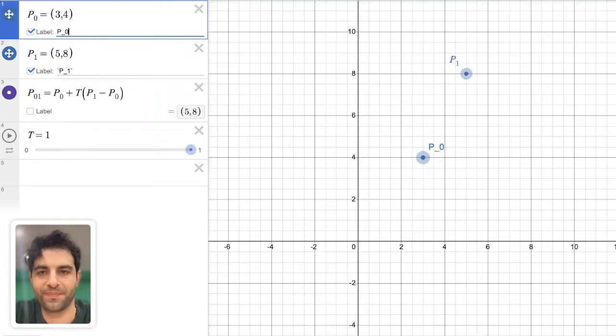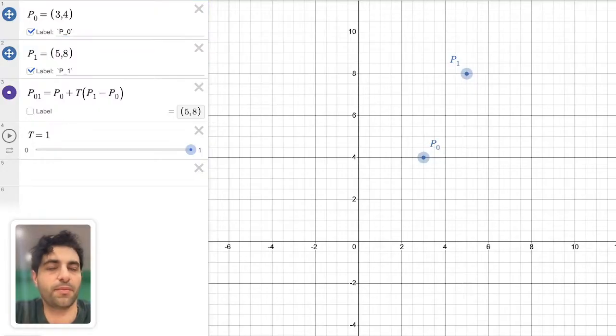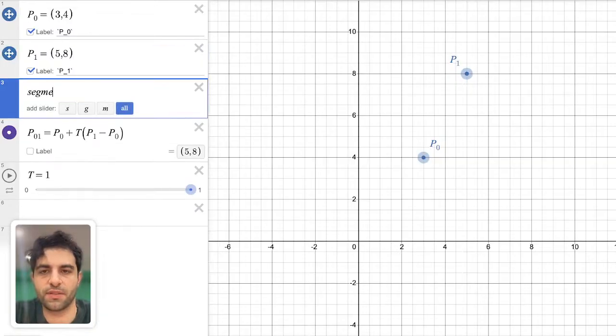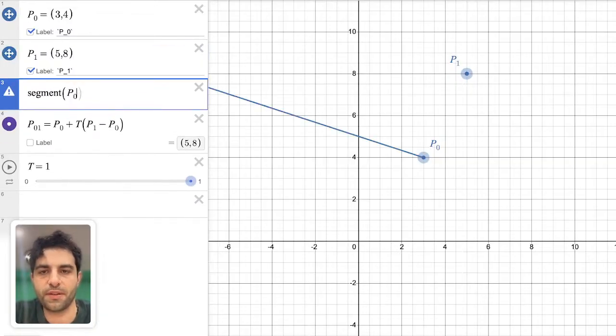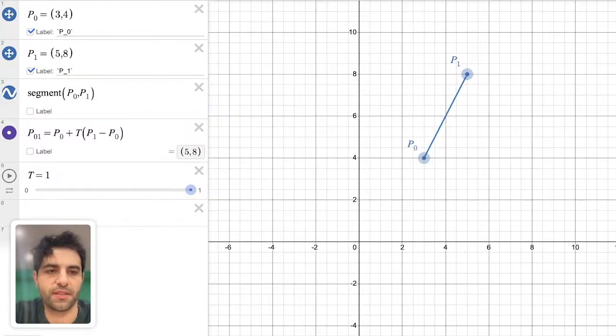There. All got it? Any questions? So then this I can also, if I wanted to, I can draw a segment between P0 and P1. Okay, and this is what I'm dealing with here.